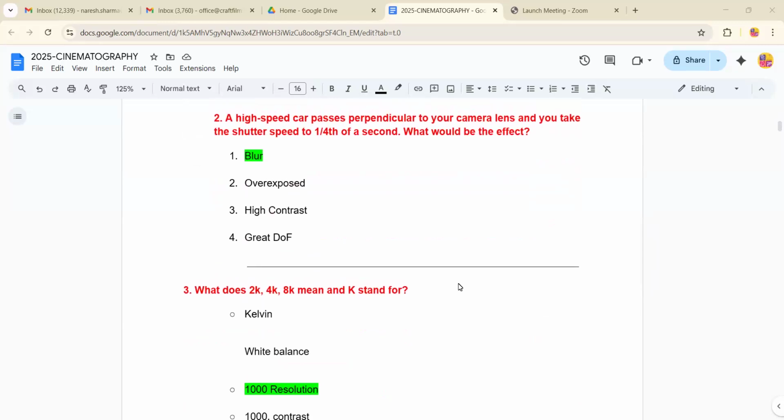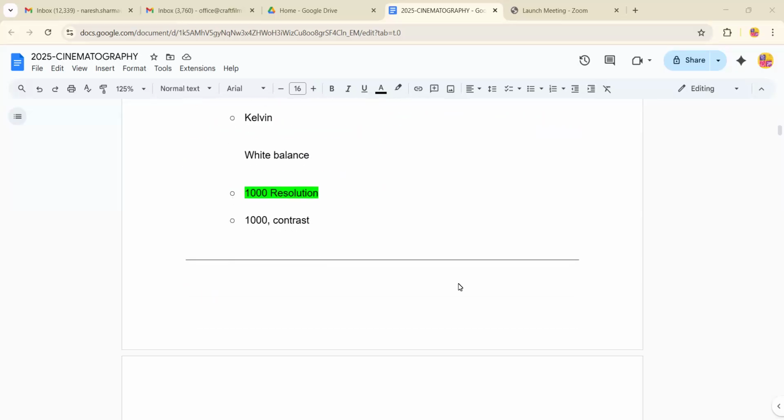A high speed car passes perpendicular to your camera lens and you set the shutter speed to 1/4 of a second. What would be the effect? Blur. It is a slow shutter speed effect. What does slow shutter speed do?